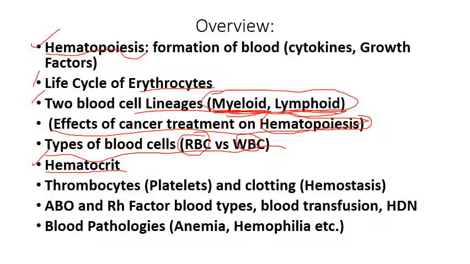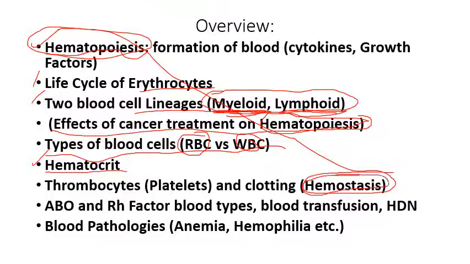All right, and then we're going to talk about something called hemostasis. Don't confuse the word hemostasis with the word hematopoiesis because they mean two slightly different things. The word hemostasis refers to blood clotting. Right, so we're going to talk about platelets, or the technical term for a platelet is called a thrombocyte. And we'll talk about how thrombocytes will plug holes in the blood vessels by forming a clot.